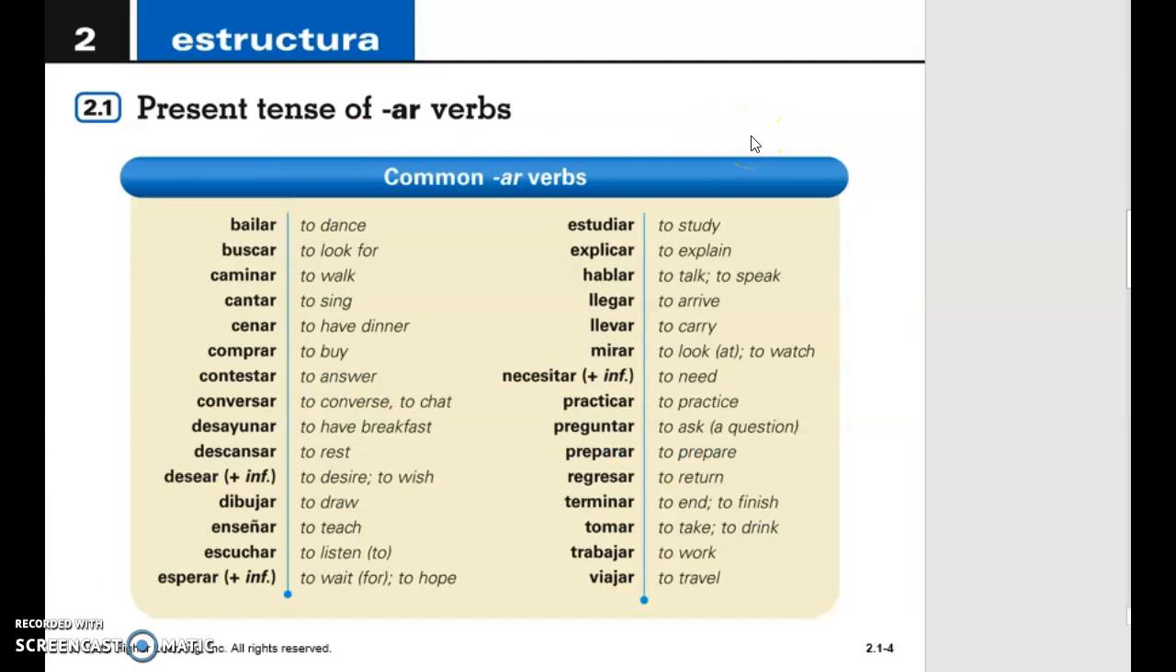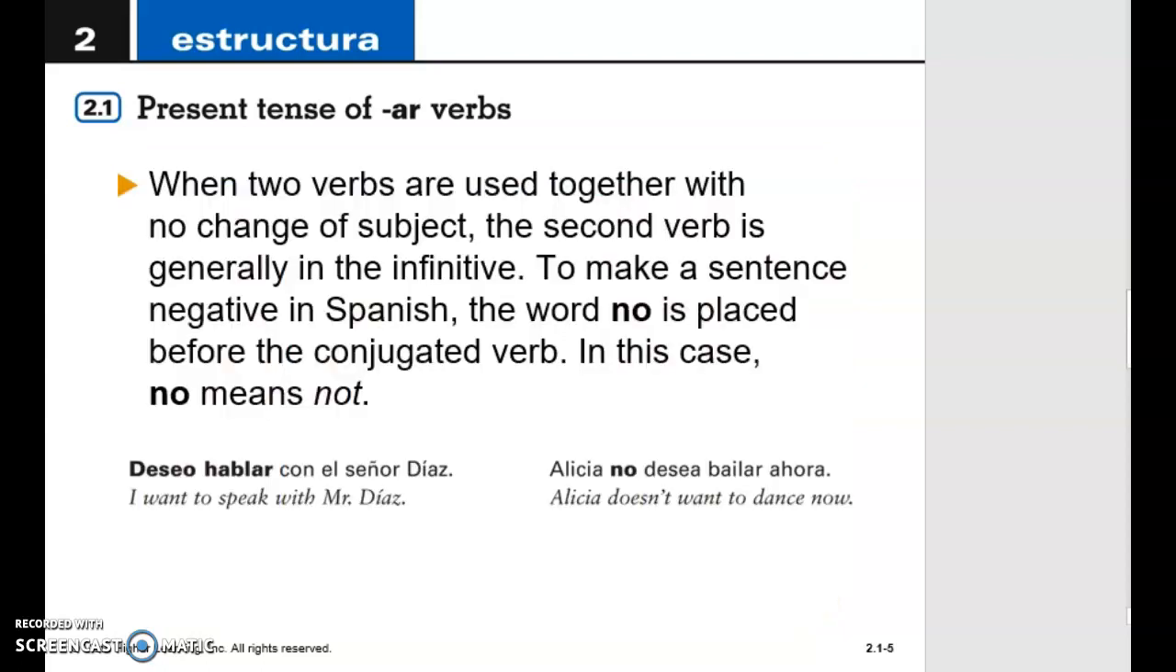Now we have a list of common AR verbs in here, and I'm going to leave that to you to look at these verbs. But we have verbs like bailar, caminar, descansar, practicar, tomar, viajar, and so on. Okay, so I'm going to leave this to you. Please go to that slide and make sure that you know the verbs in here. Now remember, when you want to conjugate, you only have to get rid of that ending and then plug in the ending that you need based on the person you're talking about.